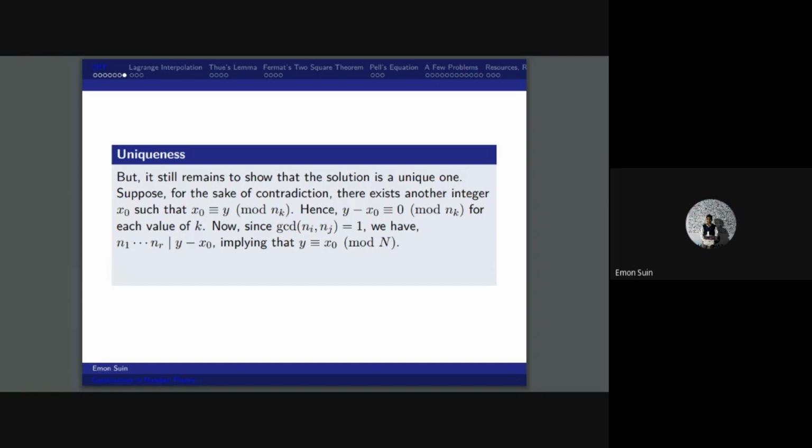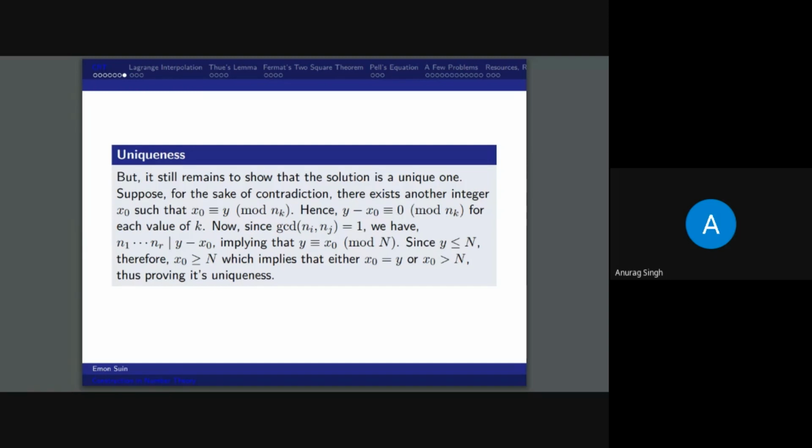So now look at one thing. Y is lesser equal to capital N. So x naught must be greater equal to capital N, because we can't have y also less equal to capital N and x also lesser equal to capital N and both are distinct. We can't have that, unless x is equal to y, but that is a contradiction. So x is greater equal to capital N since y is lesser equal to capital N.